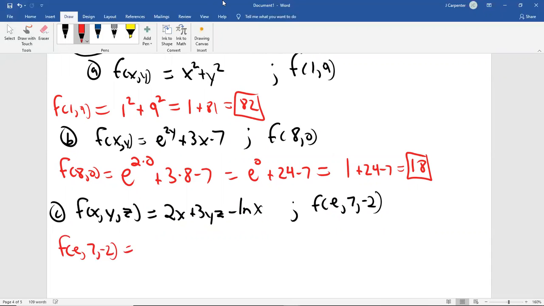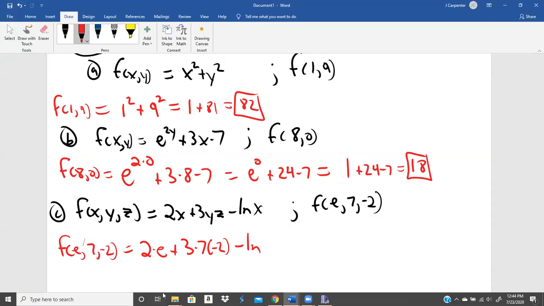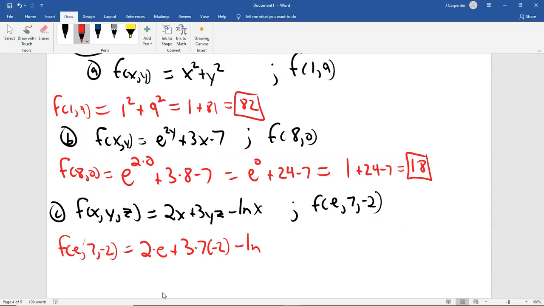Now that tells us the x is e, so an e is going to go here. That's 2 times e. Plus 3yz, well the y is 7 and the z is negative 2. So that's 3 times 7 times negative 2, better put parentheses around that last one. Minus the natural log of, well wait, where's my fourth variable? Add 1, 2, 3, 4 variables, where's my fourth number? Don't need one. That's natural log of x, we said x is e. This is the natural log of e.